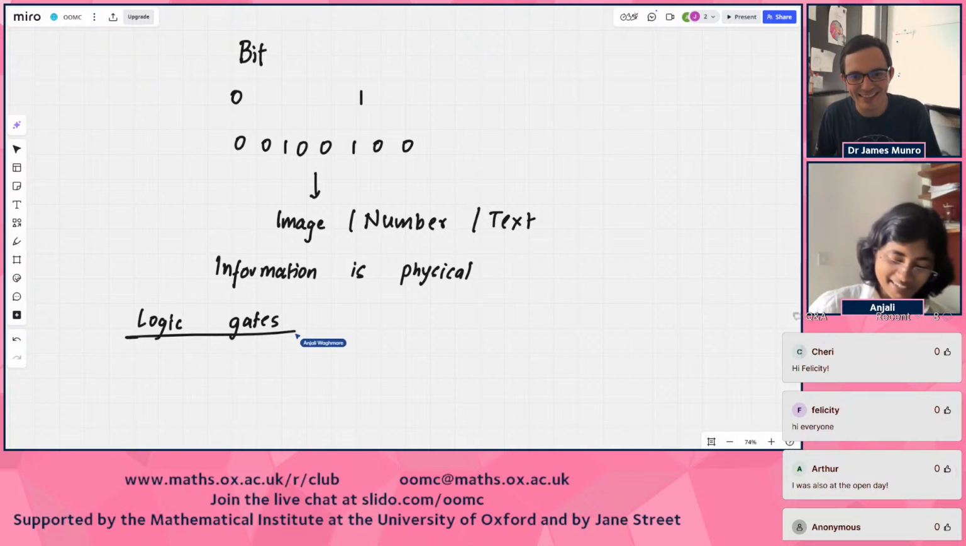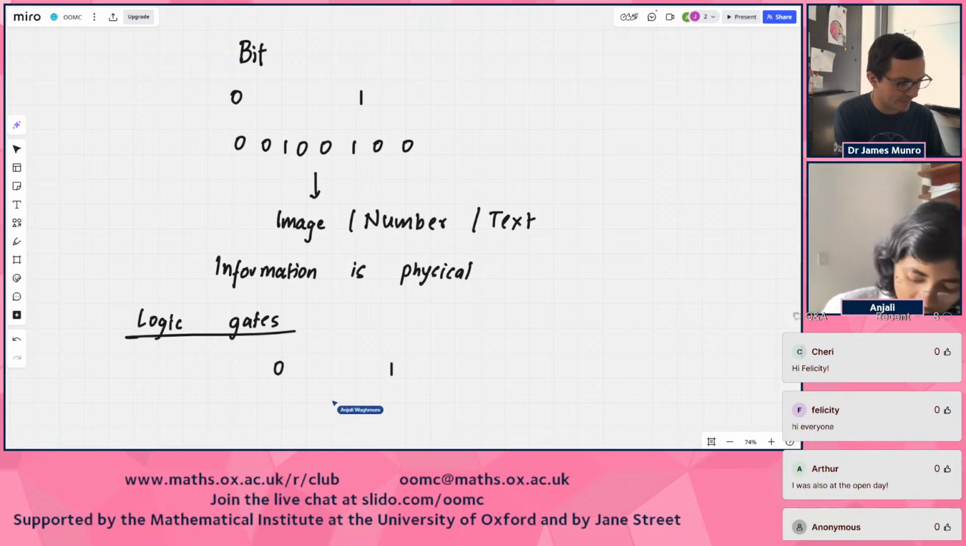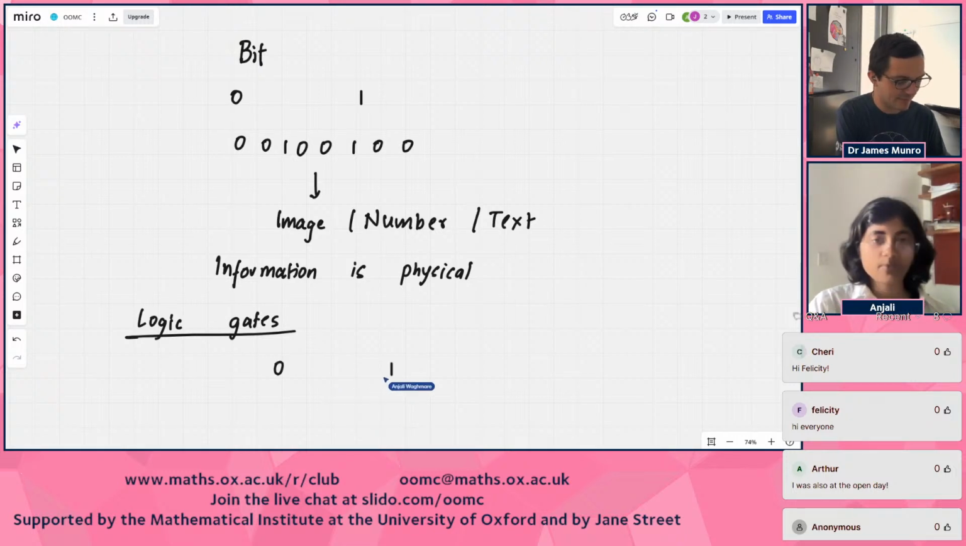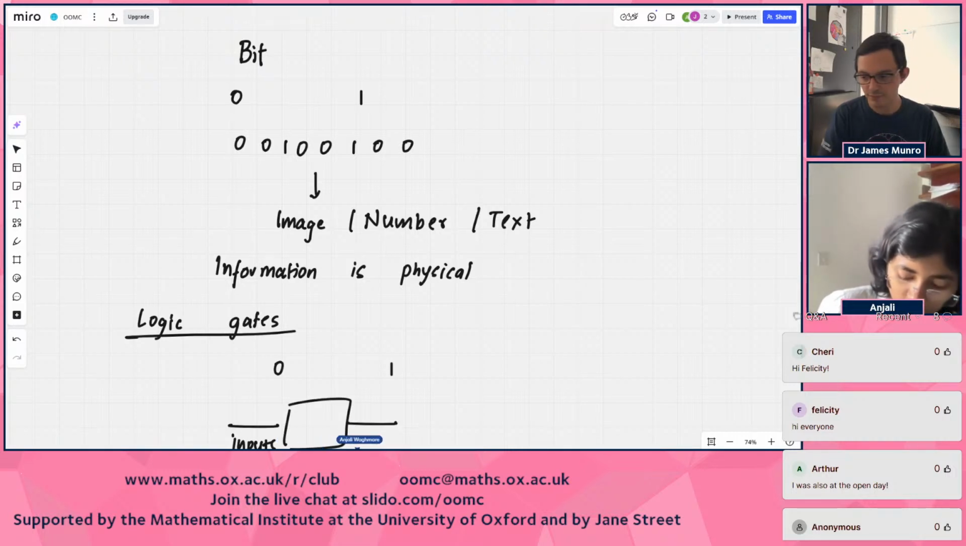Sorry, yeah. So far we have bits, so we have zeros and ones. And what do we do with these bits? We perform operations on these bits and we do them using logic gates. What are logic gates? They take in these bits as inputs, perform an operation and give you some outputs.